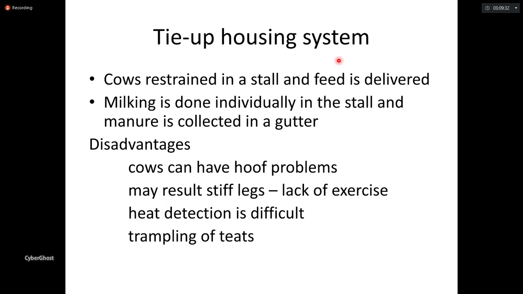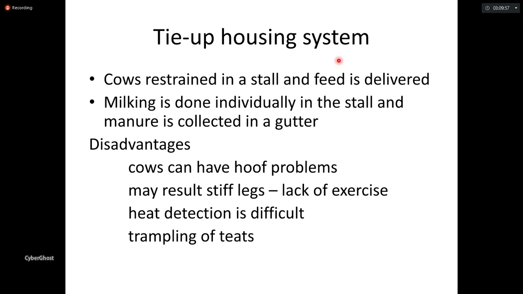Milking can be done in an individual manner, or maybe using a portable milking machine, right? And whatever the manure, fecal matter, urine, is basically collected through the drains or whatever gutters are available, right? But there are some disadvantages. What are the disadvantages, right?